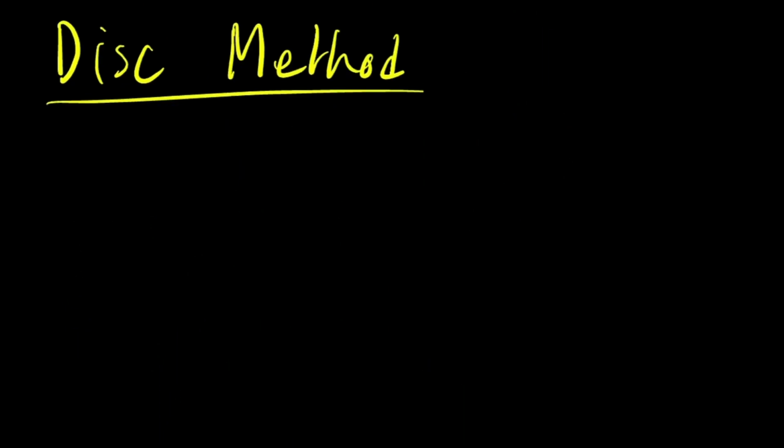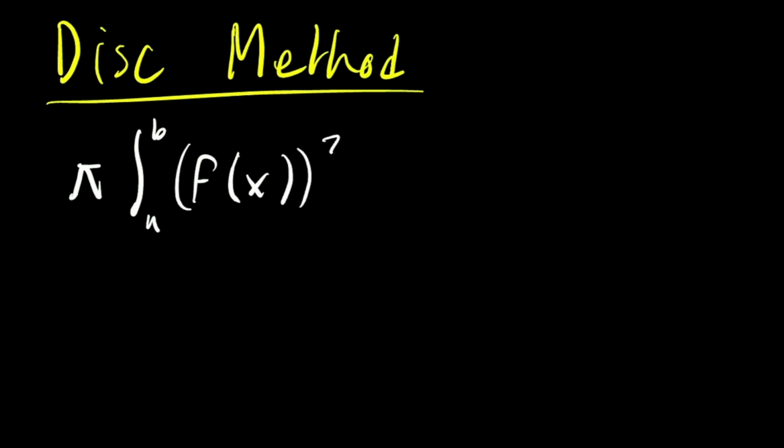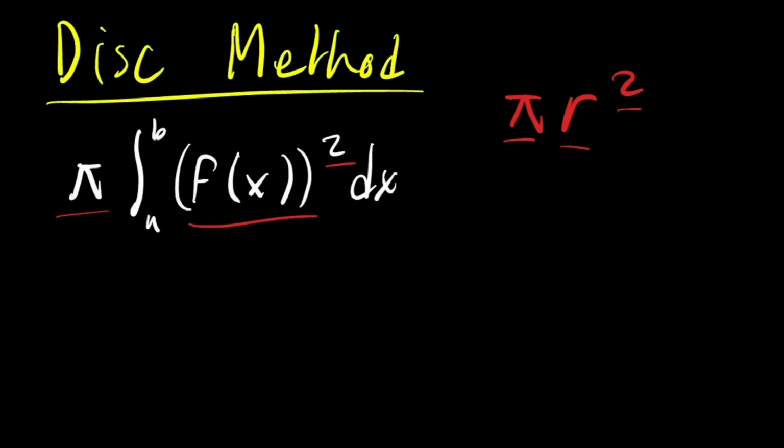And the formula for the disk method is pi times the integral from a to b of f of x squared dx. And a good way to remember that is with the formula for the area of a circle, which is just pi r squared. We have our pi, we have our r, and we have our squared.